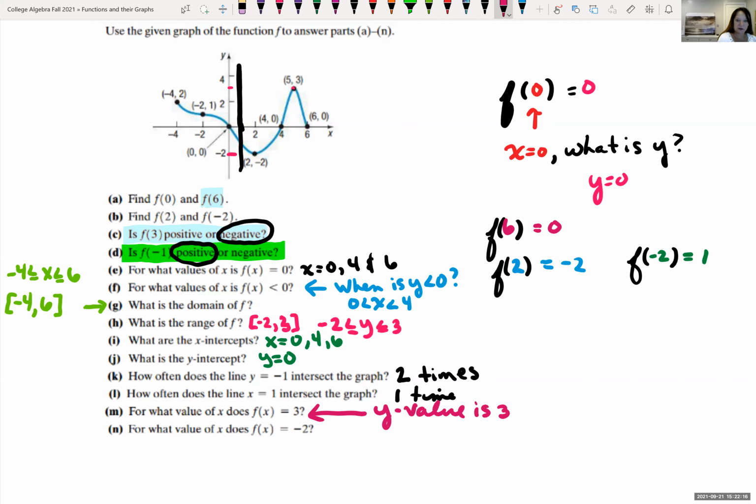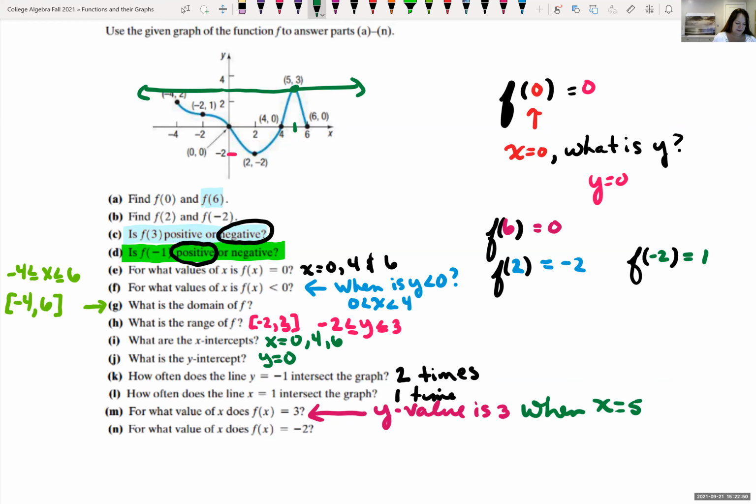What I tend to like to do is put a horizontal line at y equals 3 and see where it's crossing the graph, and those are the x values that give me the y value that is 3. If I look at y equals 3, notice there's only one point on the graph where that is touching, and that is when our x value is 5. So our y value is 3 when x equals 5.